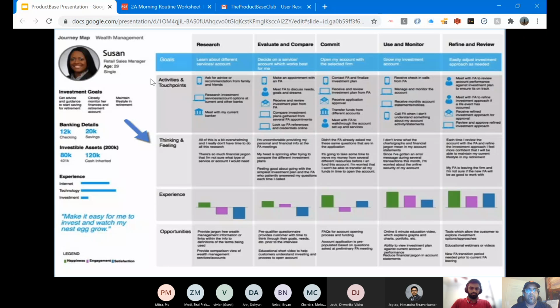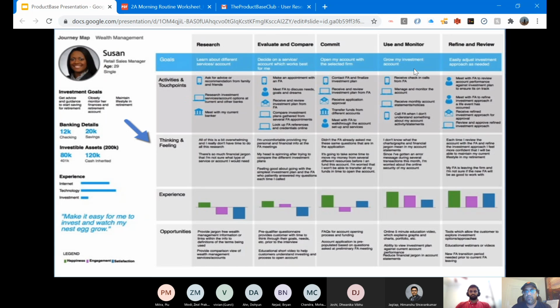The goal here is for Susan to be able to manage her money better. She wants a wealth management software or service or a product or an experience. And so she is essentially trying to figure out, how do I sign up for a wealth management system? And if you think about what her steps are, she wants to do research about what are the different accounts and services. She wants to evaluate and compare. She wants to then pick one, commit to that.